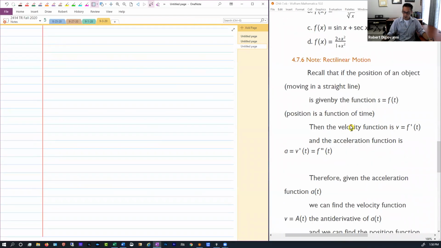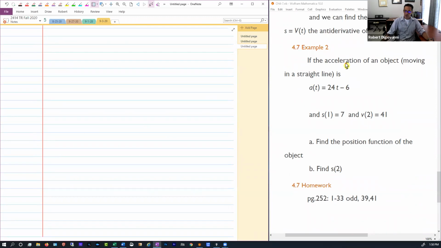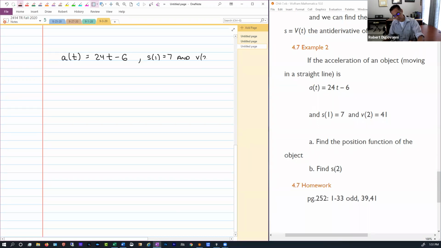So let's do a problem. If the acceleration of an object moving in a straight line is this function, a of t equals 24t minus 6, and we're also given s of 1 is 7, and v of 2 is 41, then we want to find the position function first, and then we want to find s of 2. s of 2 means tell me what its position was at 2.